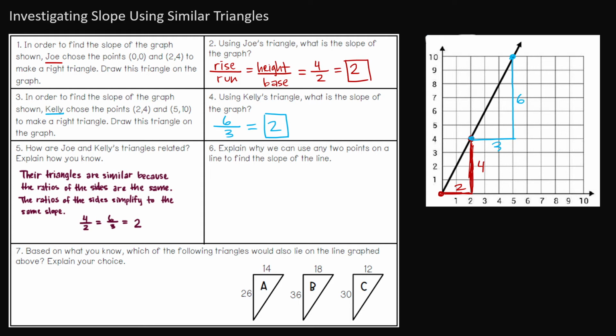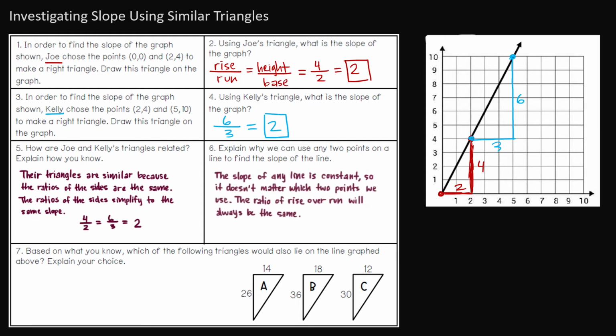We can use any 2 points on a line to find the slope of a line. That's the main takeaway here. The reason why is the slope of any line is constant or the same, and it doesn't matter which 2 points we use. The ratio of rise over run will always be the same.